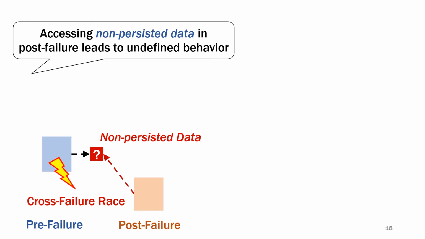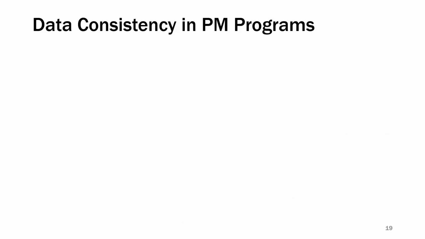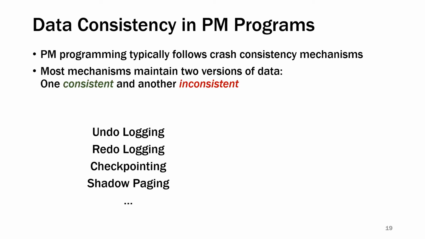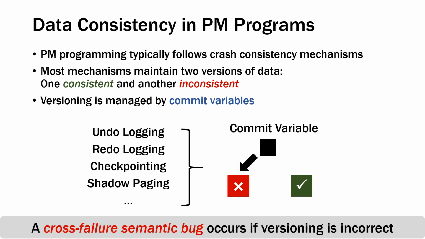So far, I have talked about accessing non-persistent data in post-failure that leads to undefined behavior, and this situation is called a cross-failure race. How about accessing inconsistent data? Data consistency in persistent memory programs is defined by crash-consistency mechanisms, such as undo-redo logging, checkpointing, or shadow paging. These mechanisms typically keep two versions of data. One is a consistent copy, the other is inconsistent. Such versioning is done by commit variables. The version the commit variable is referring to is regarded as consistent, and the other version is inconsistent. In case the commit variable refers to an inconsistent version by mistake, a cross-failure semantic bug can happen.